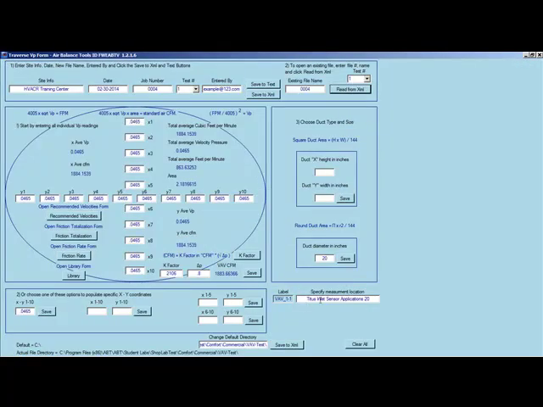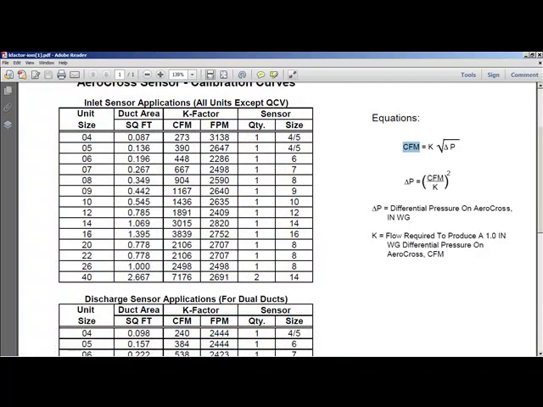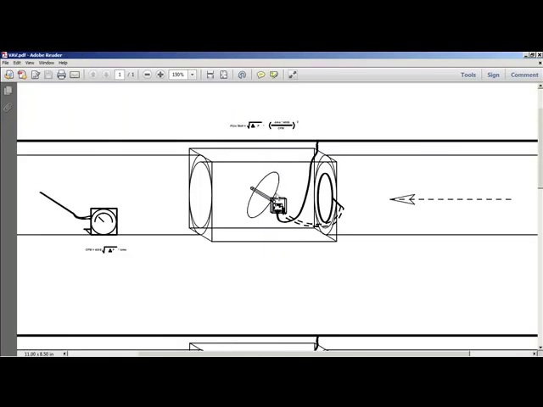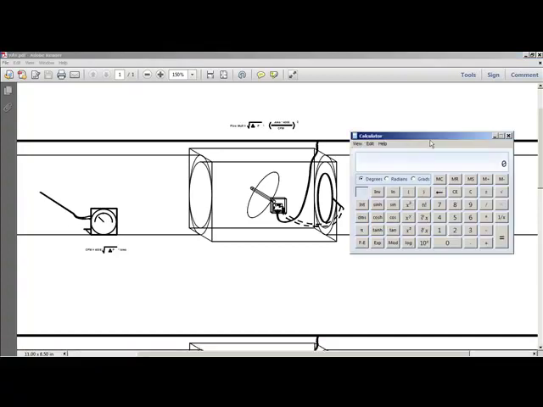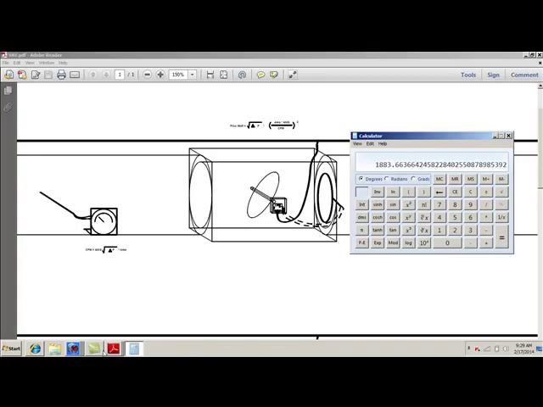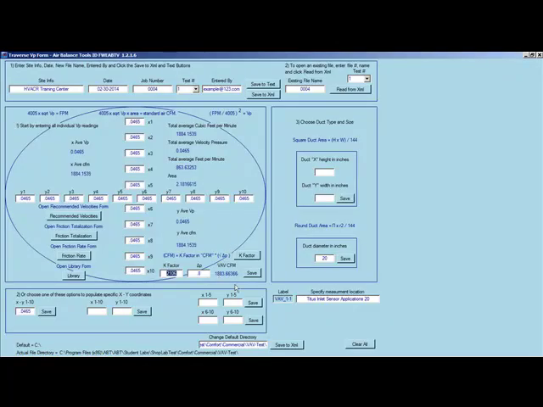So in this case we're looking at a Titus inlet sensor 20-inch box. We've got a K-factor of 2106. So for a 20-inch box we have a K-factor of 2106, and we're going to multiply that by the square root of the differential pressure, which is 0.8. So we'll say the square root of 0.8 multiplied by 2106, and we come up with 1,883.6 CFM. And in this case we came up with 1,883 CFM.